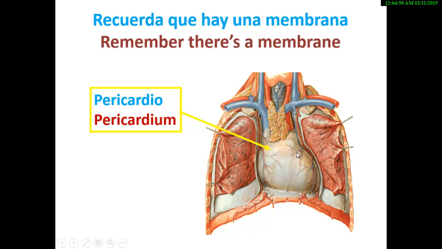Something else to remember, there's a membrane around the heart. Why is this membrane so important? There's a membrane around the heart and also a membrane around the lungs. This is important because the membrane has a fluid that allows the heart and the lungs to move independently. So even if you're breathing in, taking air, your heart can still beat, contract and relax. This is very important.